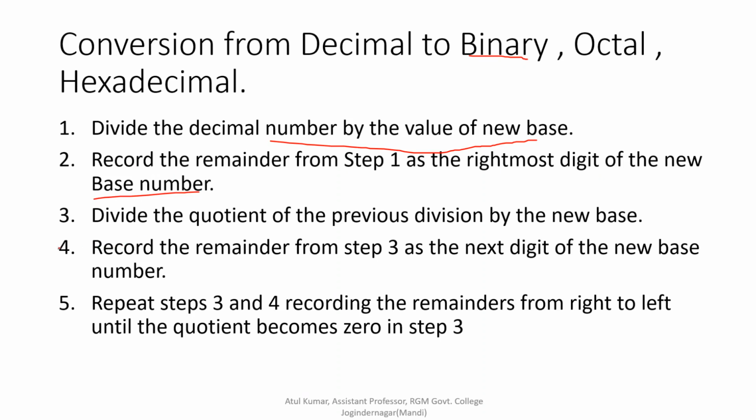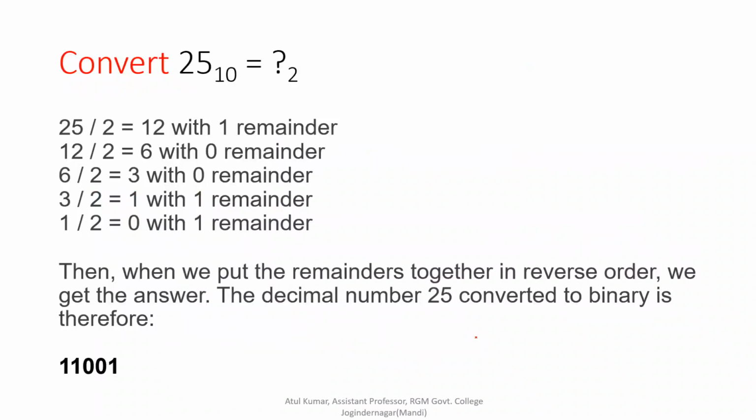Record the remainder from step 1 as the rightmost digit of the new base number. In step 3, divide the quotient of the previous division by the new base. The base is 2 in the case of the binary number system. In step 4, record the remainder from step 3 as the next digit of the new base number. Repeat steps 3 and 4, recording the remainders from right to left until the quotient becomes 0 in step 3. You will definitely get clear from the examples how to convert decimal to binary, octal and hexadecimal. So this is the first example.